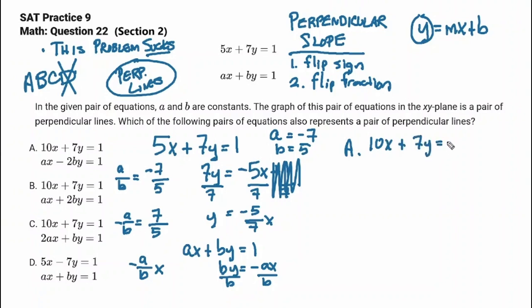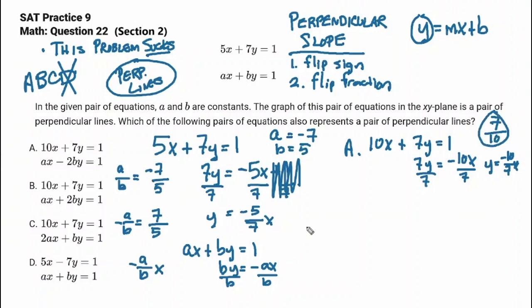And again, we've got to find the slope, so we've got to get it into this form. So it's 7y equals negative 10x, plus 1 doesn't matter. Got to get y by itself. y equals negative 10 over 7 x. All right, so what's the slope? Slope is negative 10 over 7. So if we flip the sign and flip the fraction, we're looking for a slope of 7 over 10. I'm going to circle that.